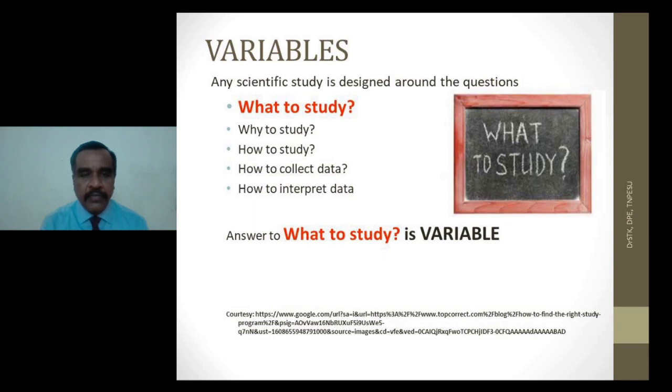How to identify a variable in a scientific study? Any scientific study is designed around the questions: what to study, why to study, how to collect data, how to interpret data. The answer to what to study is variable. Say for example, effect of yogasanas on flexibility among schoolgirls. Here, what to study? We are going to study the effect of yogasanas on flexibility. So here the yogasana and flexibility are considered as variables.